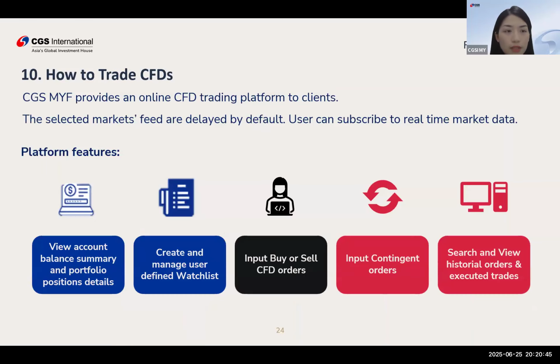Okay, so how can you trade CFD? We are actually providing an online CFD trading platform, and the selected market feed is delayed by default, but users can subscribe to the real-time market data. What are the features that we have in our trading platform? We have view account, where you can view account balance summary and also portfolio position details, create and manage user-defined watch list, input buy or sell CFD order, input contingency order, and also search and view historical order, and execute trade.